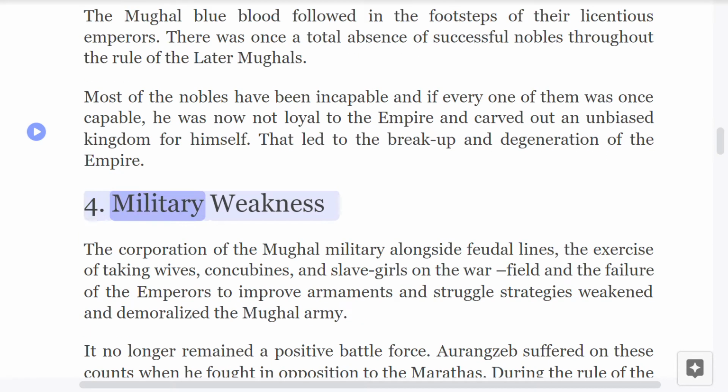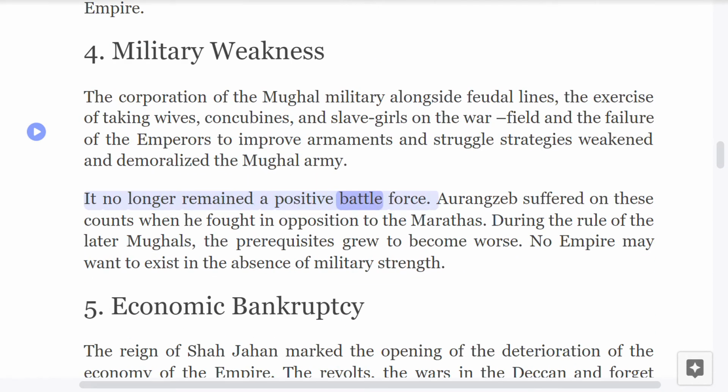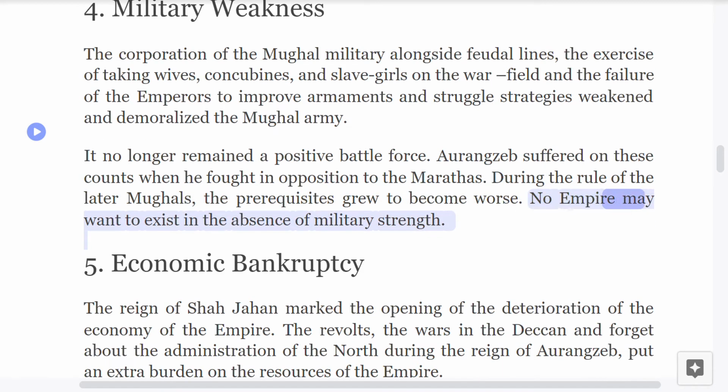4. Military weakness. The organization of the Mughal military along feudal lines, the practice of taking wives, concubines, and slave girls on the battlefield, and the failure of the emperors to improve armaments and war strategies weakened and demoralized the Mughal army. It no longer remained an effective fighting force. Aurangzeb suffered on these counts when he fought against the Marathas. During the rule of the later Mughals, the conditions grew worse. No empire could exist in the absence of military strength.